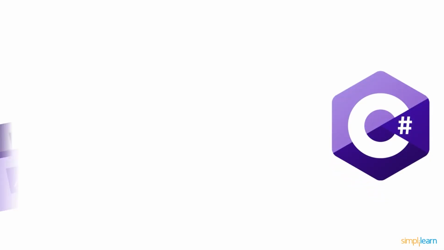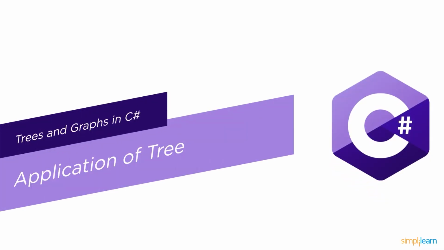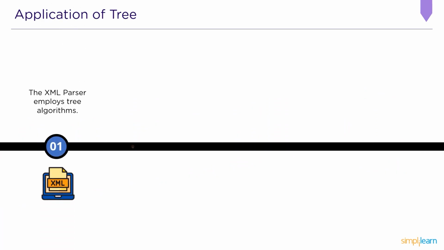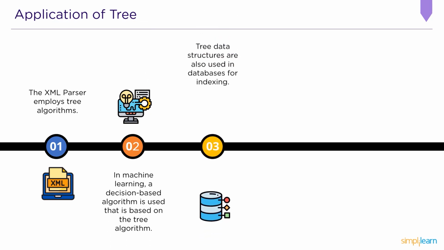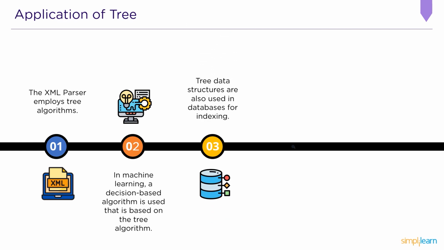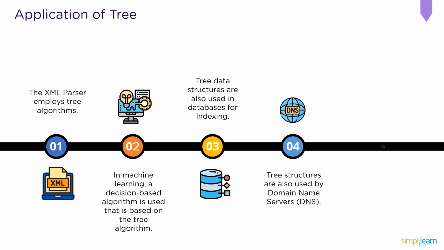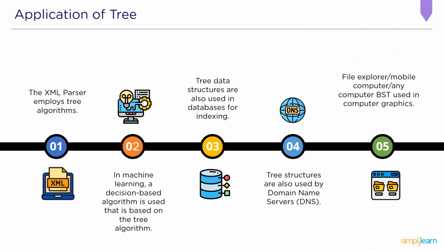Now the next topic is the applications of trees. We have 5 applications of tree data structures in C#. The first application is the XML parser, which employs tree algorithms. The tree's second application is the decision-based algorithm based on the tree algorithm used in machine learning. The tree data structures are also used in databases for indexing, the third application of trees. The following use of a tree data structure: domain name servers, that is DNS, also use tree data structures. The fifth and final application of tree is File Explorer, My Computer, and BST in computer graphics.